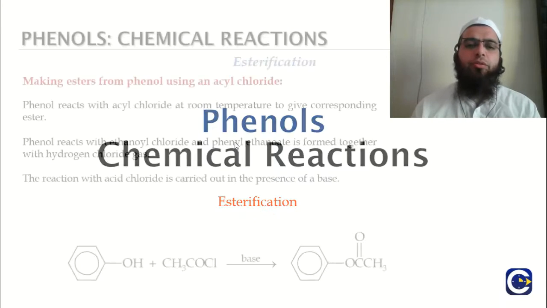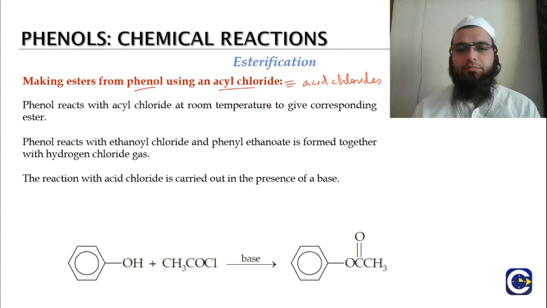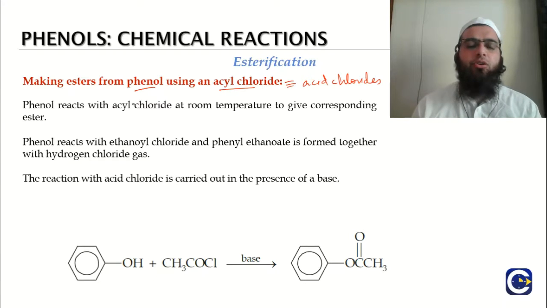So we are going to take the reaction of phenols with acyl chlorides, which are also called acid chlorides. They belong to the group of acids which we call acid halides; we have acid bromides and acid iodides. The acid chloride reacts with the phenol and we get the corresponding ester, and the reaction takes place at room temperature.